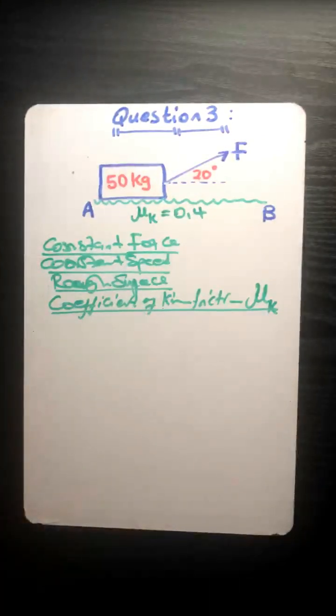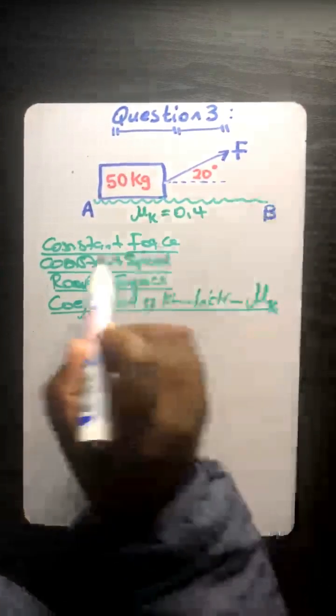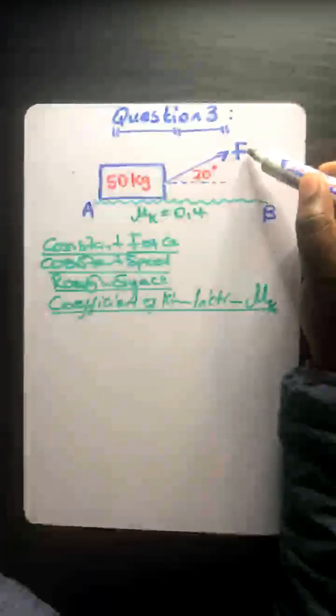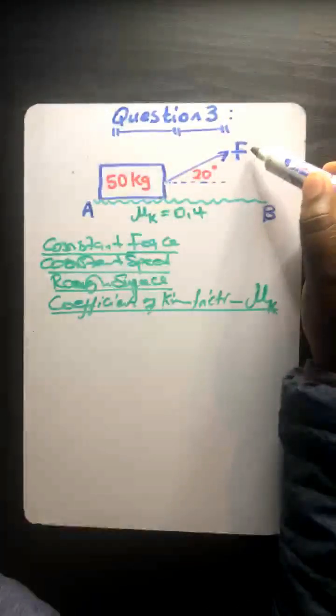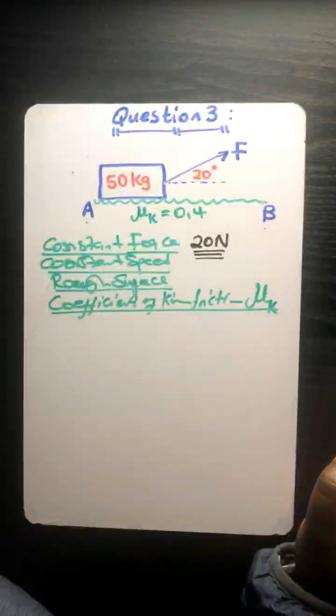Very quickly, with regards to a constant force, it means whatever force in Newton is pulling that block, it is at a constant, the same value. If it is pulling at 20 Newton, it doesn't change from point A to point B. It is pulled by that same amount of force.